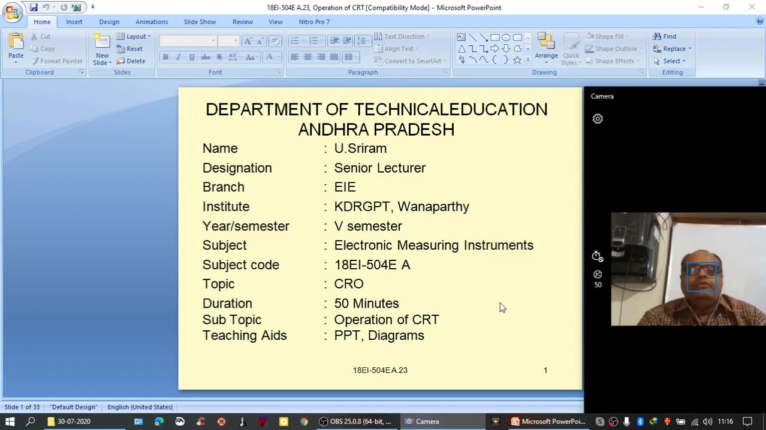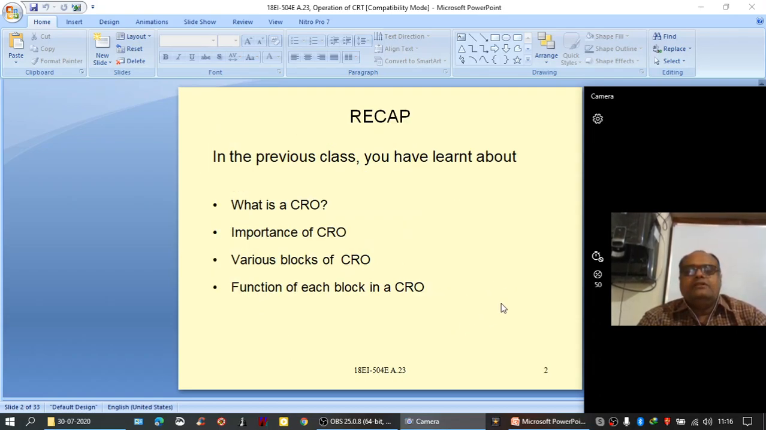But before going to the present topic, let us try to recollect what we have discussed in the previous class. In the previous class, we discussed what is CRO and what is the importance of CRO, what are the various blocks of CRO and the function of each block in a CRO.